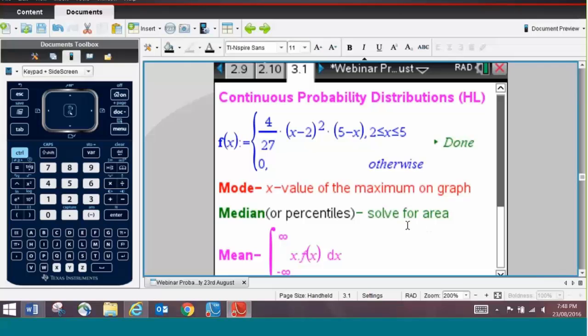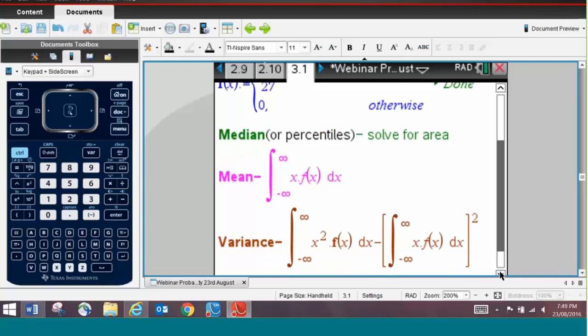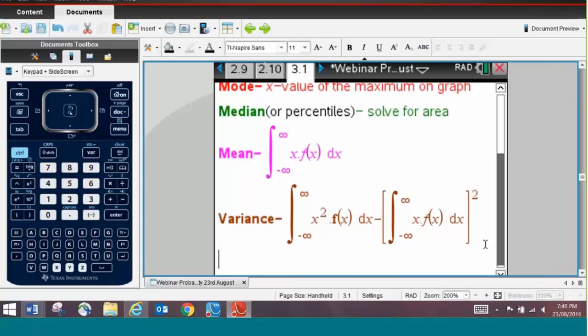But for any percentile, what we're solving for is an area. And then the mean, well, that's given to them in their formula booklet as the integral from negative infinity to infinity of x f of x. And then the variance, the simplest form often on the calculator is to do this calculation.